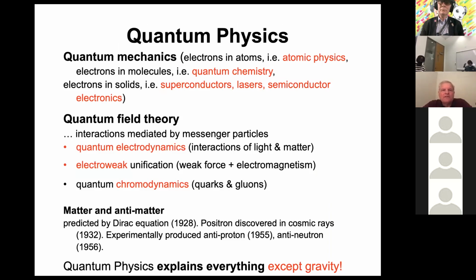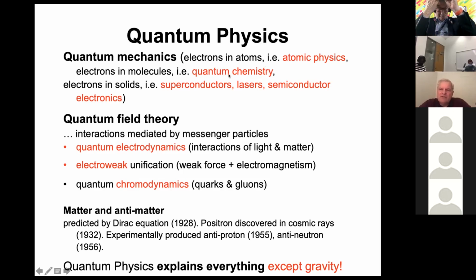So quantum physics has evolved, and I will not spend too much time on this evolution, but we started with wave mechanics, then it was called quantum mechanics after the Solvay conferences, which basically deals with electrons in atoms and electrons in molecules. So that gave birth to what's called quantum chemistry.